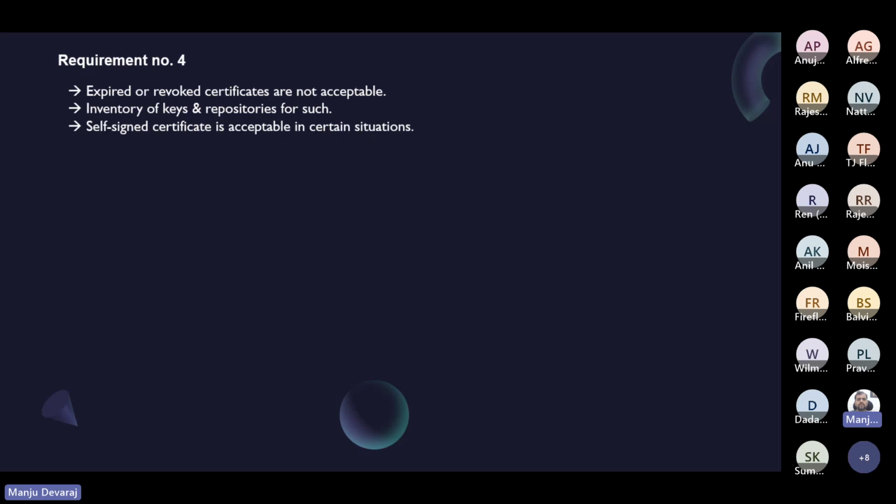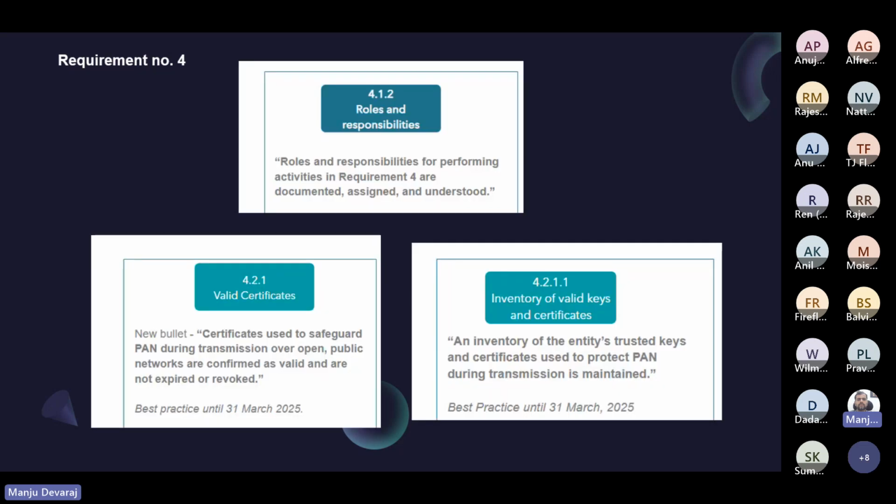Another important thing is with respect to the revoked certificate. It now explicitly says if the certificate was revoked by the certificate provider for any reason, such certificates are not acceptable, and it has to be validated, tested, and checked by the assessor to ensure that they're not continuing to use a revoked certificate for their own reason. And it clearly says inventory of keys and repositories for such, right? Self-signed certificates are only acceptable for internal use, and it has to be validated.